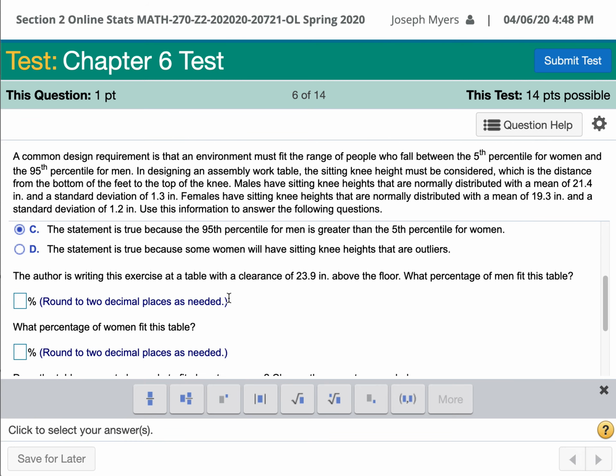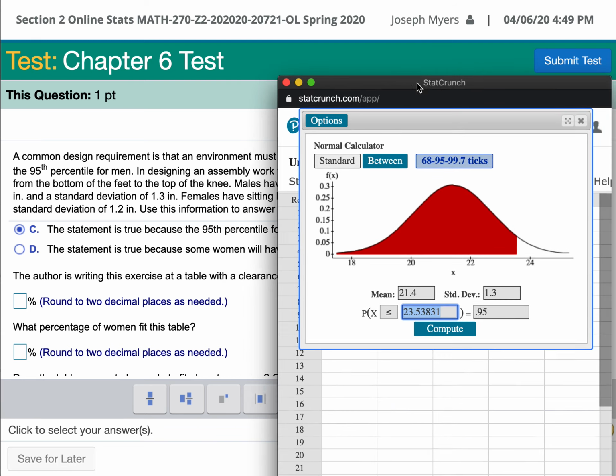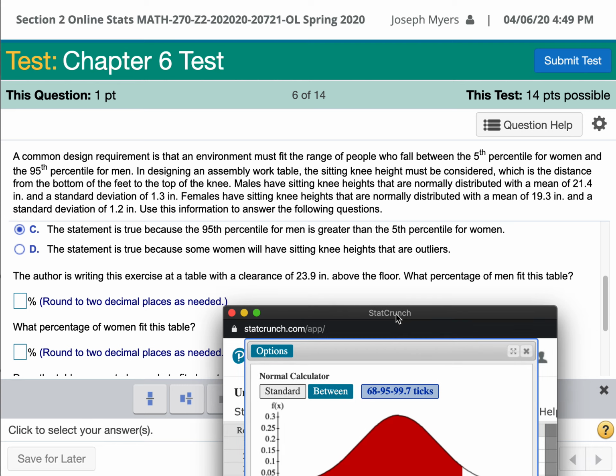Okay. So the author is writing this exercise as a table with a clearance of 23.9 inches above the floor. What percent of men fit this table? So let's go back to this calculator again. 23.9.